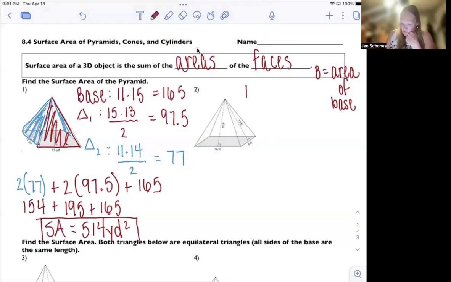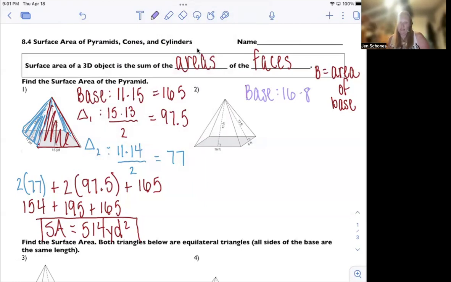I've got that the area of the base, so capital B, is 16 times 8. And when I do 16 times 8, oh yeah, it is 8. When I did it in the notes, I actually said it was 16 times 18. So now I'm going to mess myself up. I better get my calculator out.